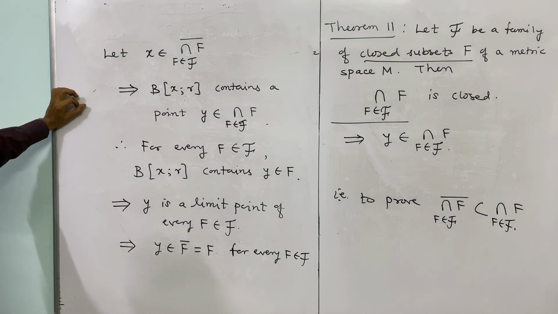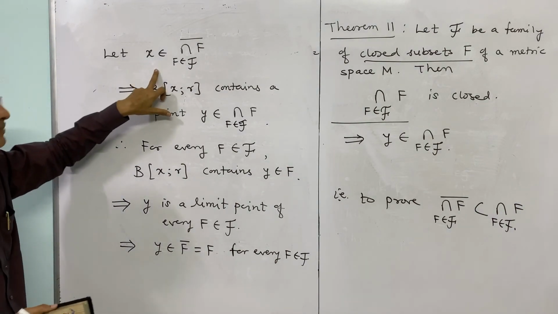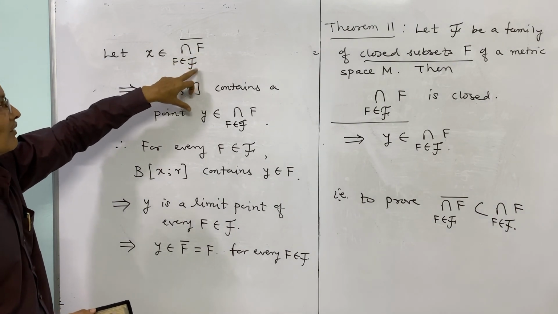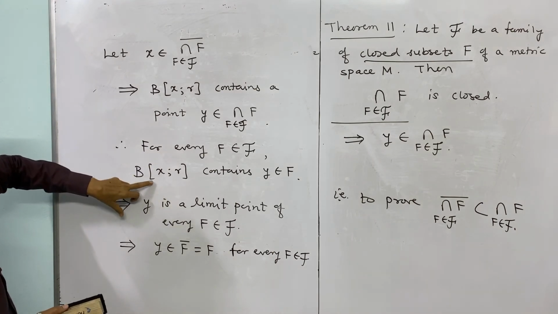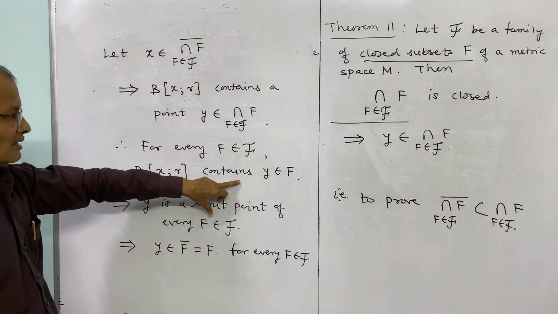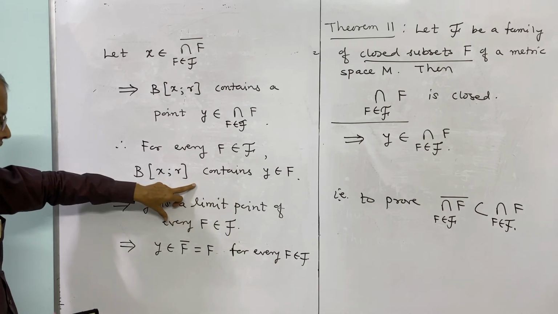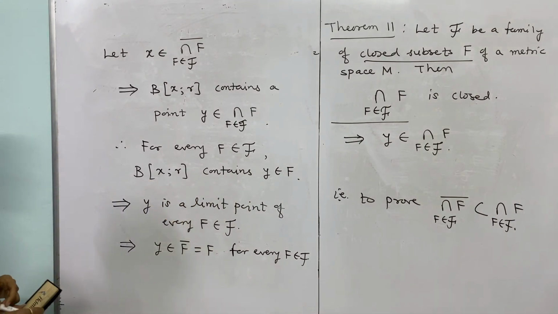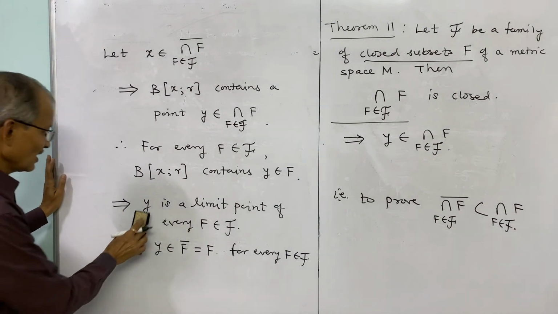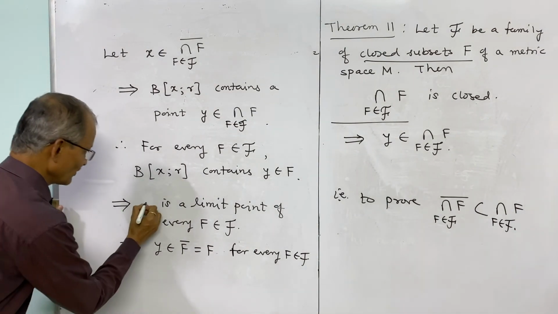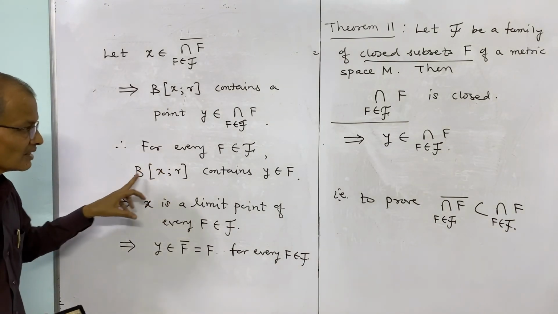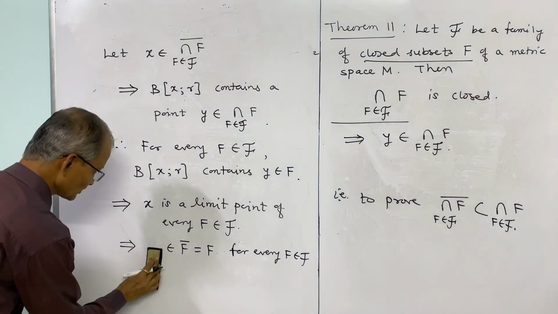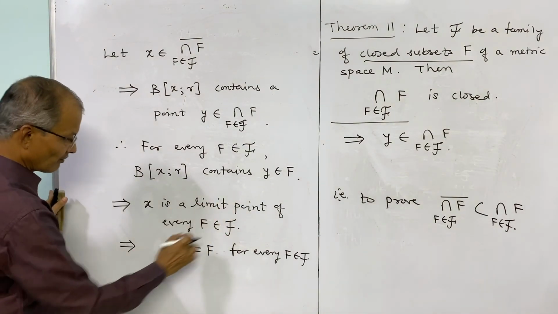And thus we have proved, considering this, say, Y is a limit point. But we must have the point X. X must be the limit point, not Y. We started with X. X is in the closure of the intersection of this set, and the open ball contains a point Y. So therefore every open ball B(X, R) contains a point of F, and therefore X is a limit point, not Y. We should note that X is a limit point of every F, since it is an open ball around X. So this is a correction: X is a limit point of every F belonging to the family.